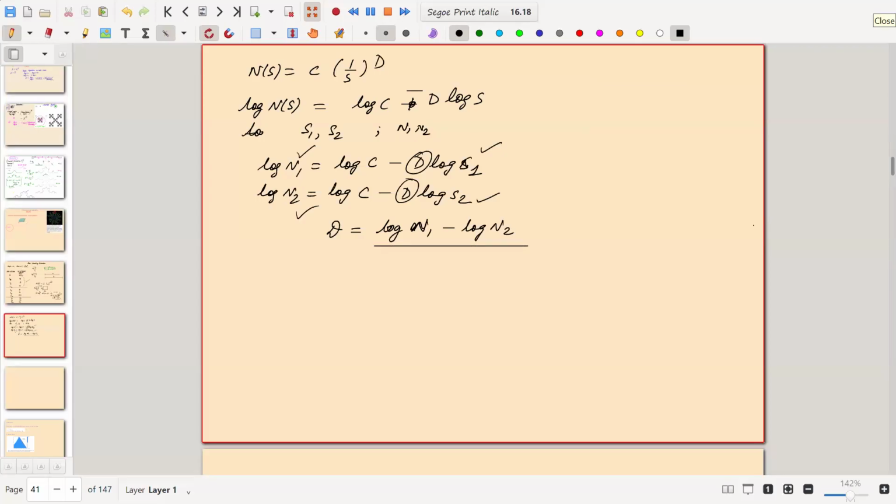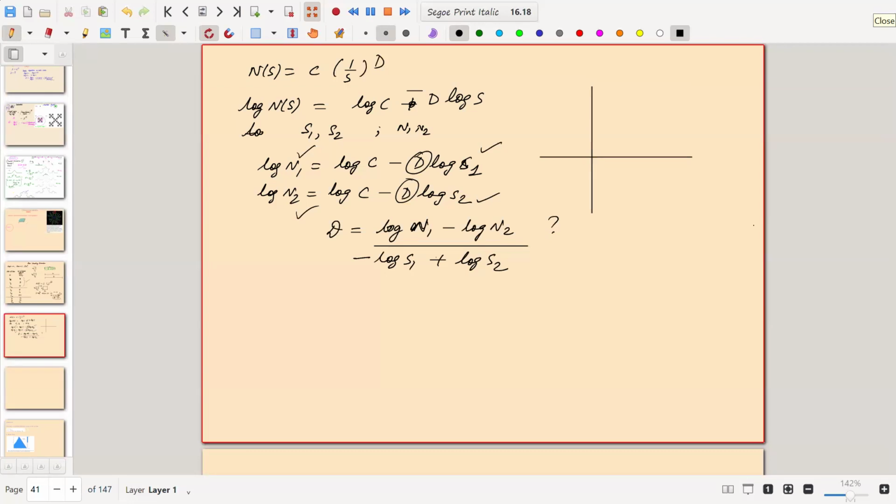anyone? What should we get? Think about it. You will get something like minus times log S1 plus log S2. You can write it in a better way; I'm leaving it to you. Okay, how to do this? If you have a set of data points, how can you compute it? If you plot it and compute the slope, it will be the dimension.